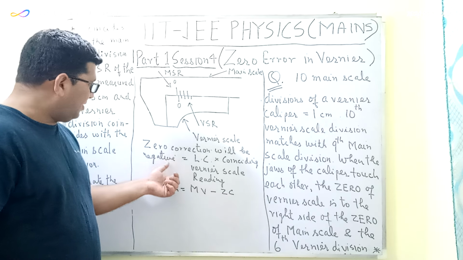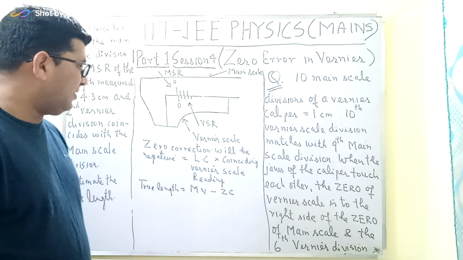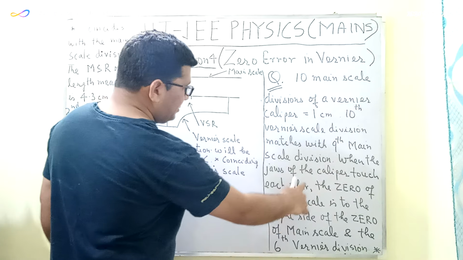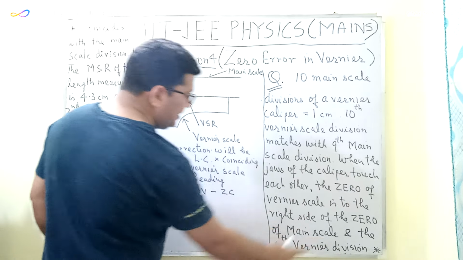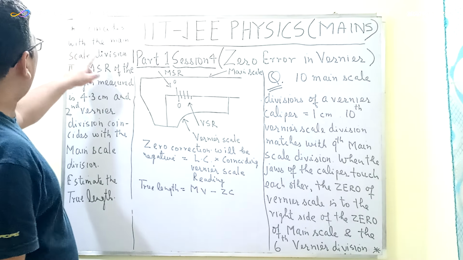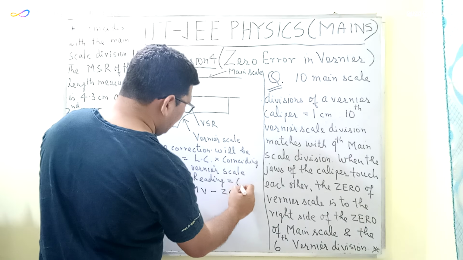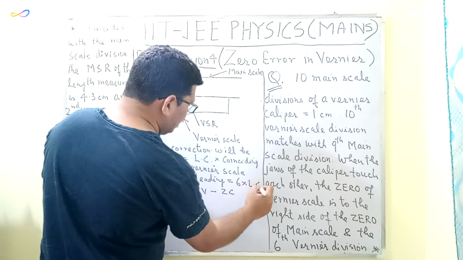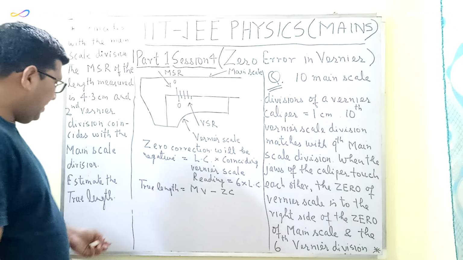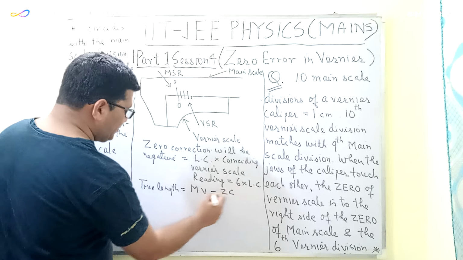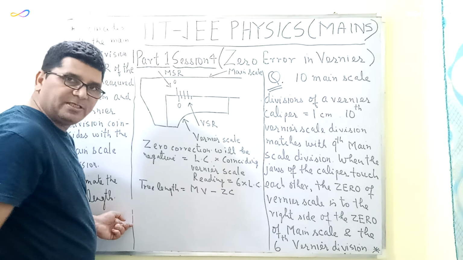Now zero correction is what? Zero correction is equal to the least count into the coinciding vernier scale reading. So here you can see that when the jaws of the caliper touch each other, then the 6th vernier division coincides with the main scale division. So in this case, it will be equal to 6 times the least count of the vernier caliper. The most important thing is that we have to find the least count, and we also have to find the measured value.